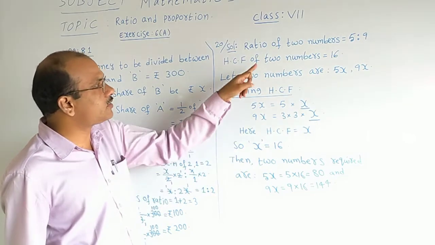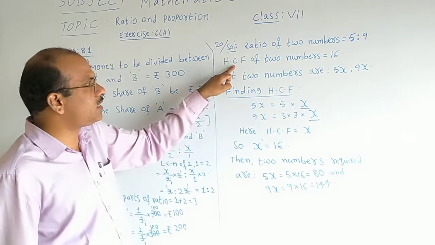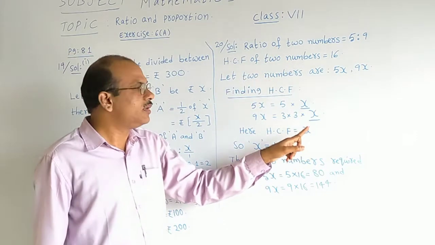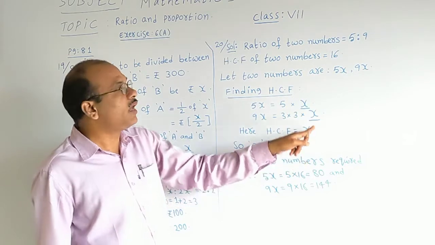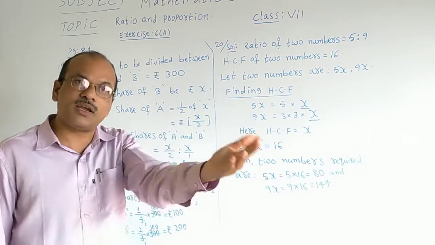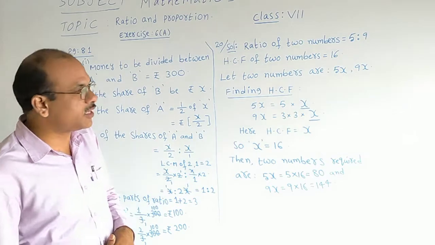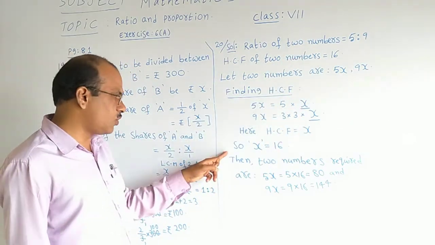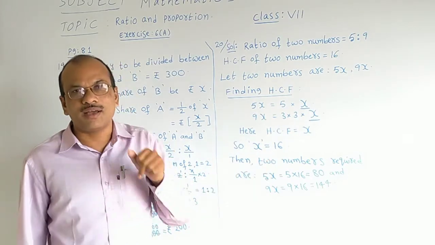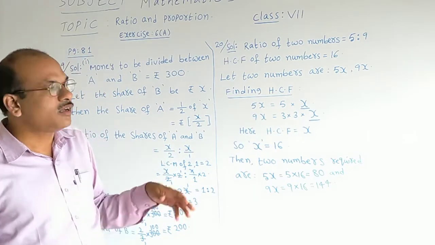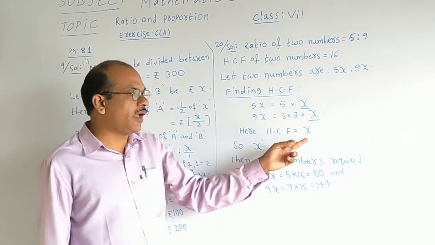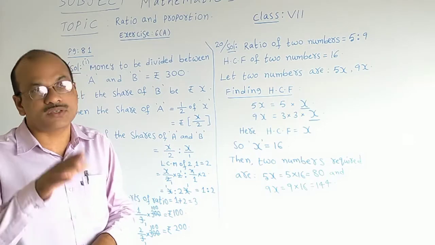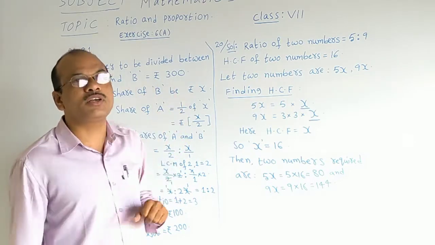So 16 is the HCF of the given numbers they said, but now we got the HCF as x. That means x is the HCF and 16 is also the HCF for the same numbers. That means x and 16 both must be equal to each other. So x is equal to 16. Am I correct, students? Because we got the HCF as x, but they have given the HCF of the same numbers as 16, so both must be equal.